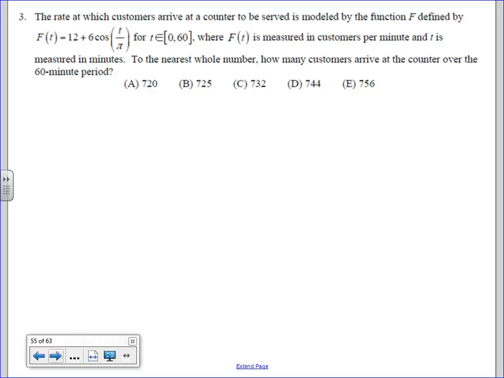What do they give you? Rate of change of customers arriving at a counter. So I have a rate measured in customers per minute. There's my info.